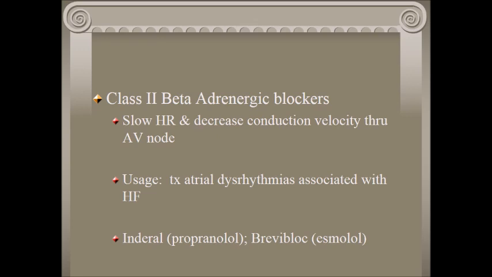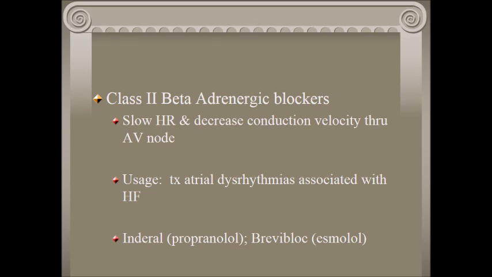Class 2 types of antidysrhythmics are the beta-adrenergic blockers, and everyone has heard of these. In fact, you've probably given them, mainly for hypertension, but they're also considered antidysrhythmics. They block stimulating effects of adrenaline on the heart. They slow the heart rate and decrease the conduction velocity through the AV node and decrease the release of renin. They block beta receptor sites in the heart and the kidneys, thereby decreasing heart rate and cardiac output.